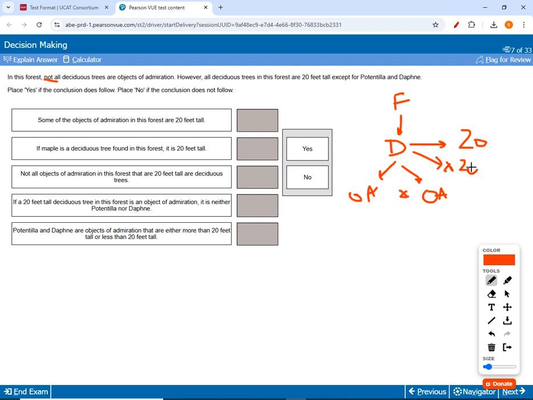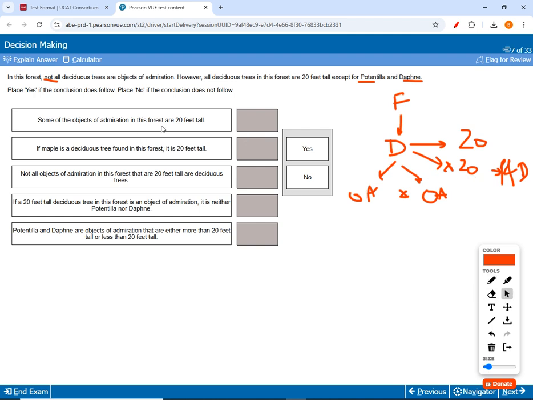Who is not 20? P and D, which is P, abbreviation, and D. So we've got a forest containing D trees, OA, objects of admiration, not all. Why did I use solid lines? Not all. Next, all D's are 20, and if there's somebody which is not 20, it's P and D. Ready? Okay. Now, moving on to our next question, question numero uno first.